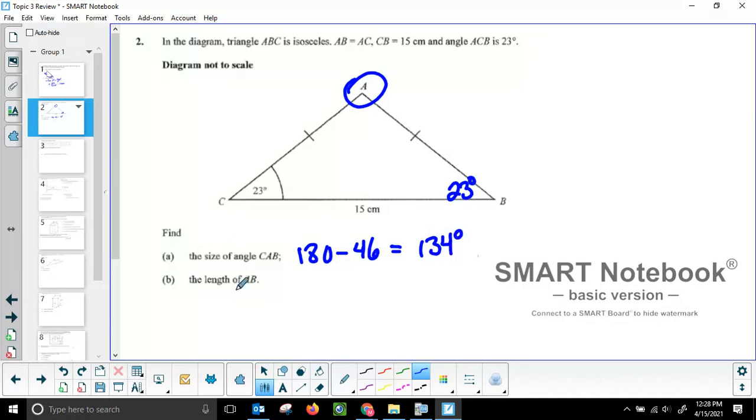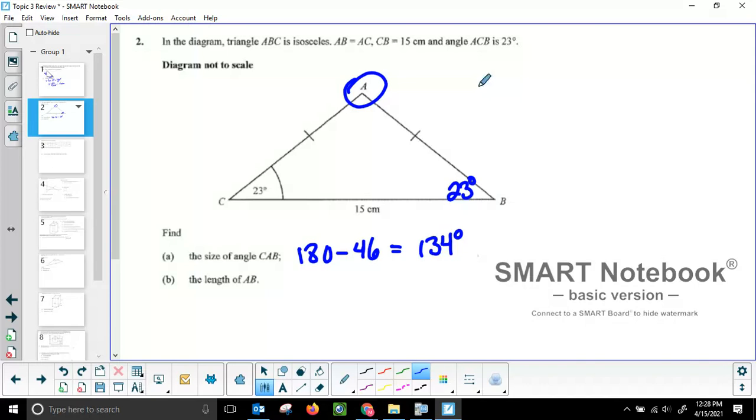All right, so now it wants us to find the length of AB. Well, this is not a right triangle. So please, please, please, again, do not ever try to use SOHCAHTOA or Pythagorean theorem or anything like that with an oblique triangle. What do we have to use with oblique triangles? Yeah, law of sines or law of cosines.